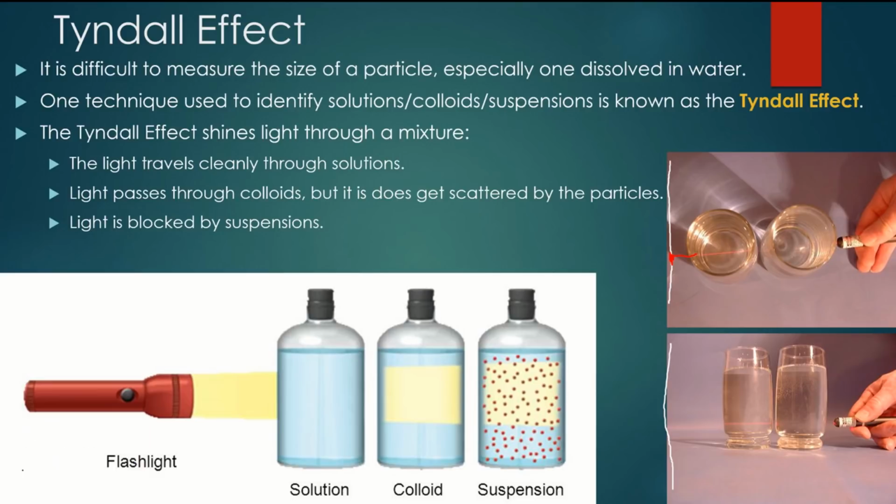If we were to add a suspension, getting to work with my art skills here, that laser would probably not be making it all the way through our solution. Again, it might illuminate this suspension. You might see a big red blob here, but we would not expect to see that red dot get all the way through and onto the white piece of paper. It's going to get blocked by that suspension.